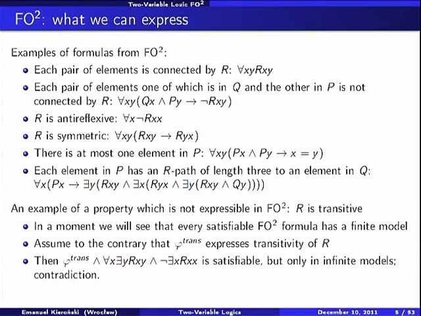Some examples of formulas with two-variable logic are, for example, a formula which states that the relation R connects all pairs of elements. We may say that each element satisfying Q is not related by R to an element satisfying P. We may say that a relation is anti-reflexive using just one variable. We may say that a relation is symmetric. These are very natural formulas.